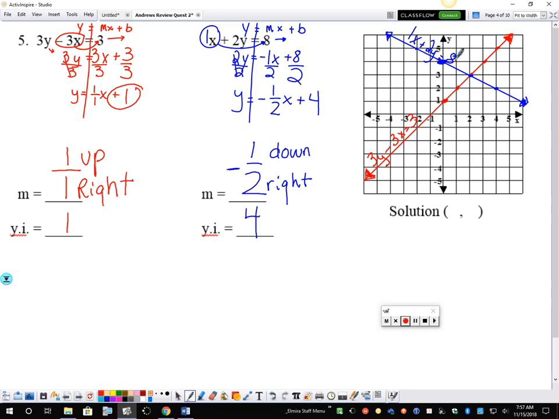And here again, I want to reiterate that we are not done until we say what the solution is. The x value of 2 goes first, and the y value of 3 goes second. Order does matter. If you write it 3, 2, that's going to be marked wrong. Okay?